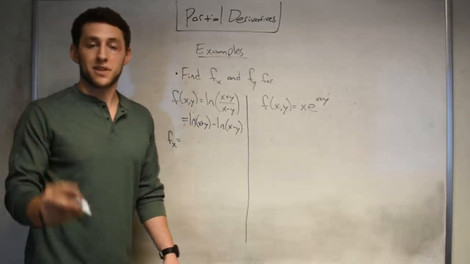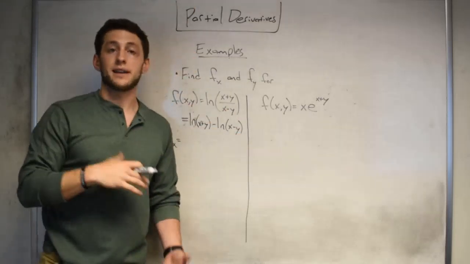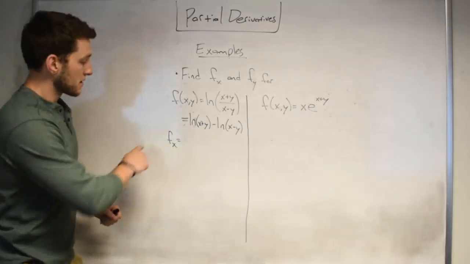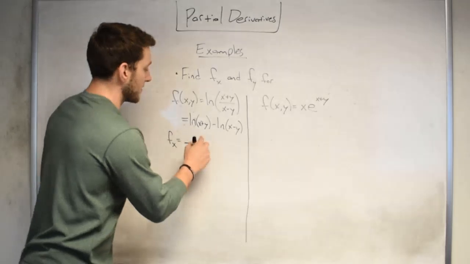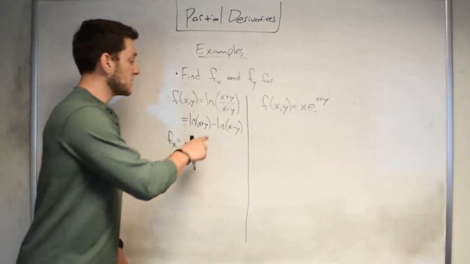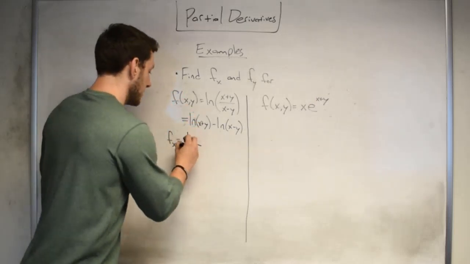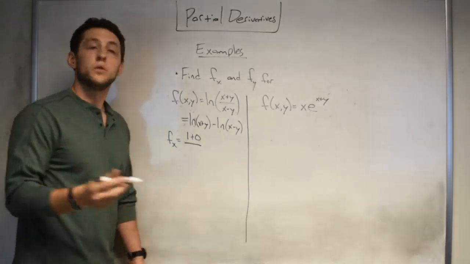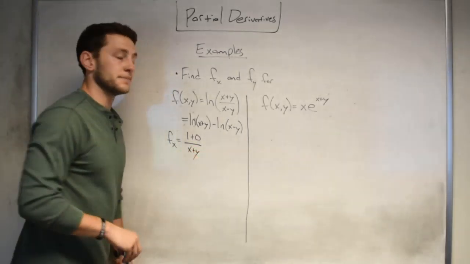The log rule persists. The derivative of the inside divided by the original inside is our rule for finding the derivative of a logarithm. So f sub x is going to equal the derivative of the inside of this first log. Well, we derive our x term, since we're deriving with respect to x, and we get 1. But when we derive our y term, since there's no x attached, we get a 0, divided by the original inside.